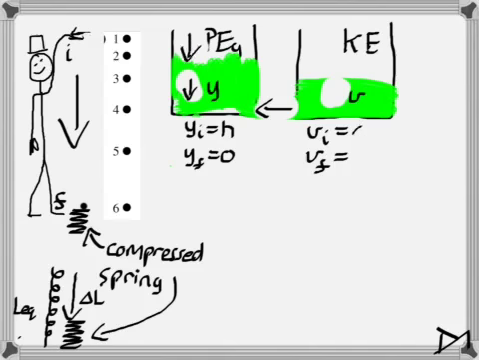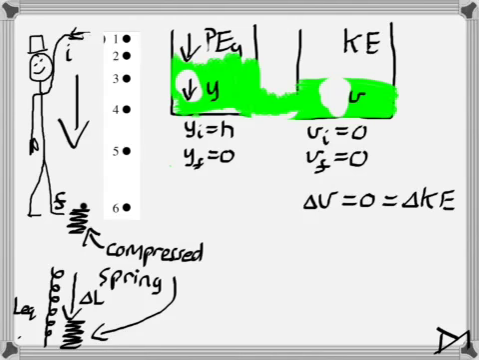So again, initial conditions is height h. Final, let's say, is 0 in terms of height. The initial is a drop, so initial speed is 0. The final speed is also 0 in crushing it. So there's no change in velocity, therefore there's no change in kinetic energy. So we lost gravitational energy, but we didn't gain kinetic energy.